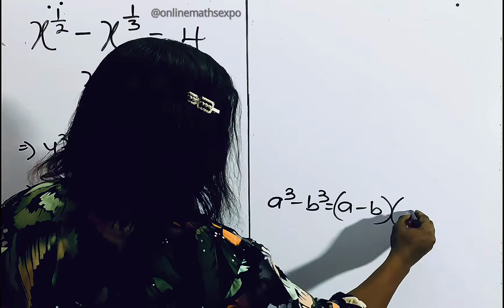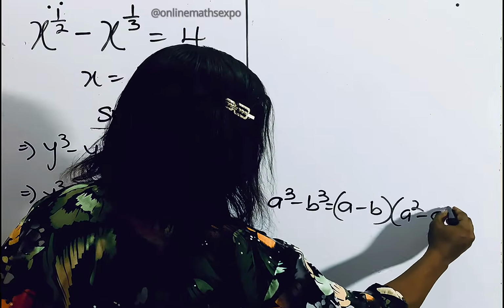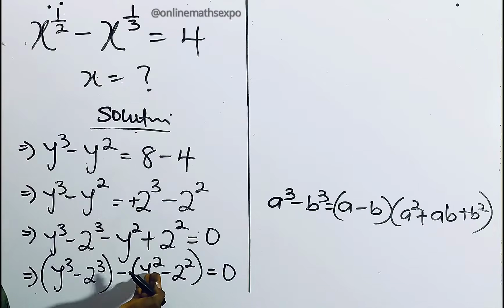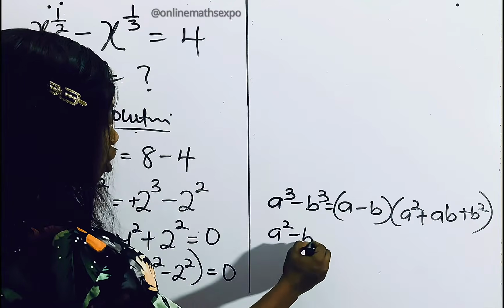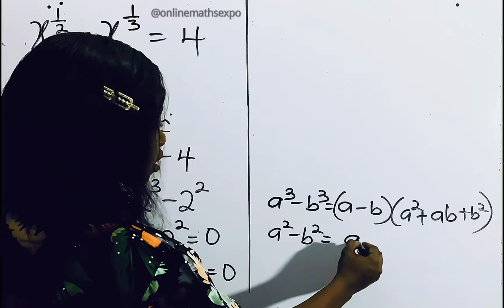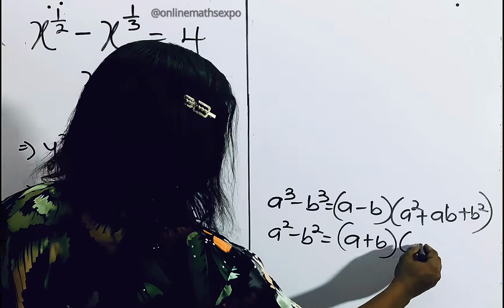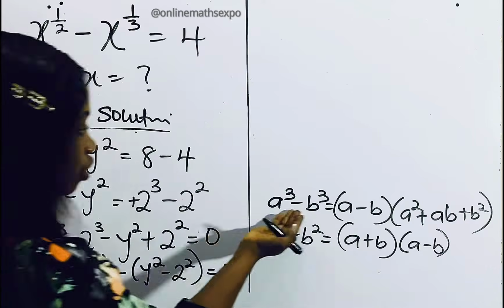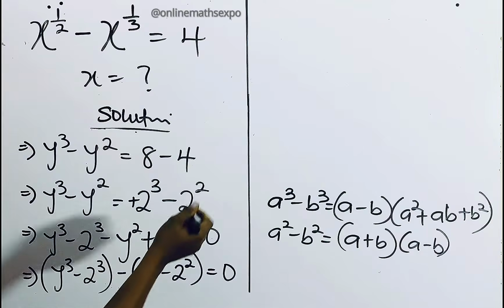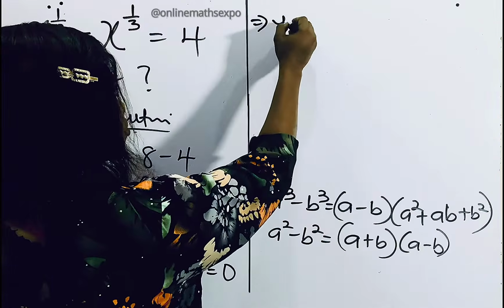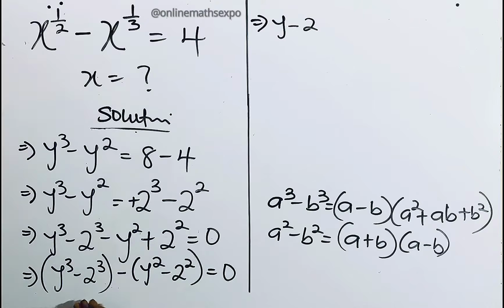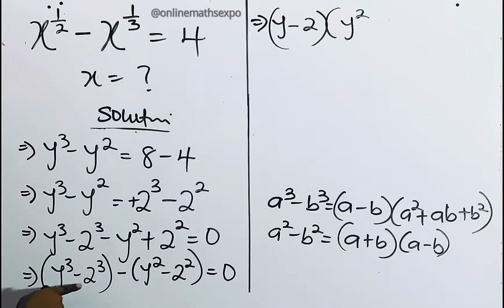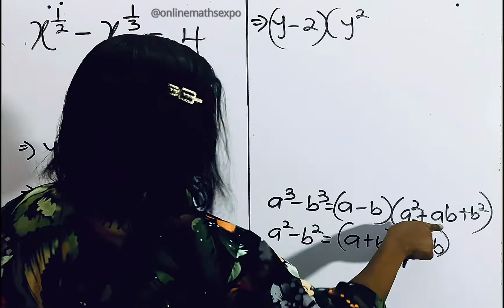From here, quickly remember that for every a cubed minus b cubed, it is a minus b into a squared plus ab plus b squared. And for every a squared minus b squared, it's always a plus b into a minus b. So for this, let's work with this. It's going to give us y minus 2, then we now have y squared.